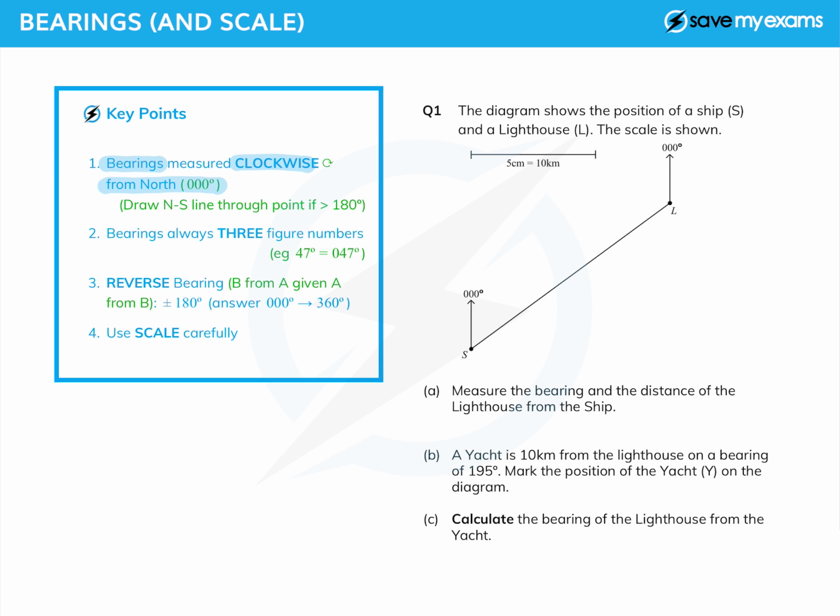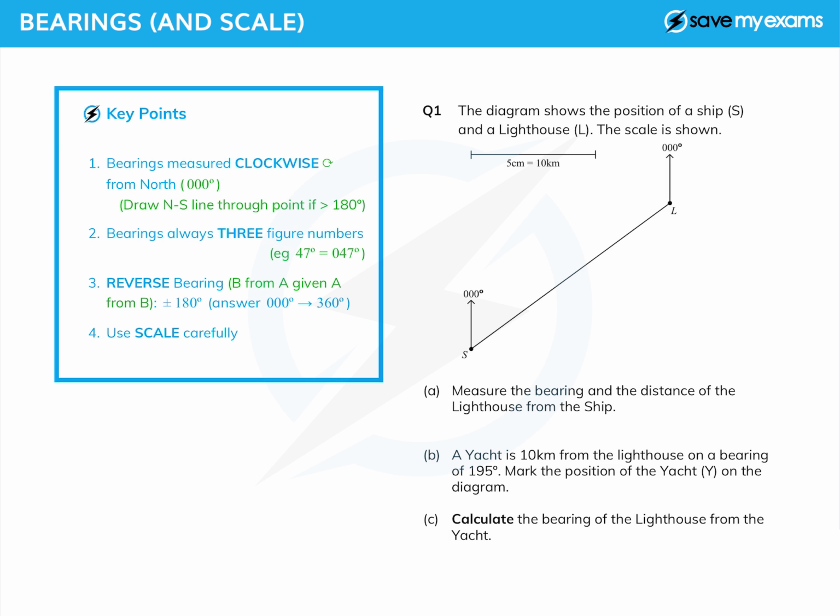And the north line, you can see a couple on my diagram on the right here, has a bearing of 000. Why have I said 000? Well, that's because bearings are always given as 3-figure numbers. So if it was 0, it's 000, or the example I've given here, 47 degrees is actually 047.